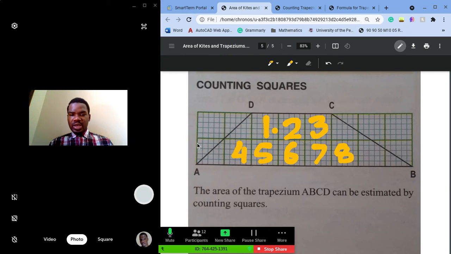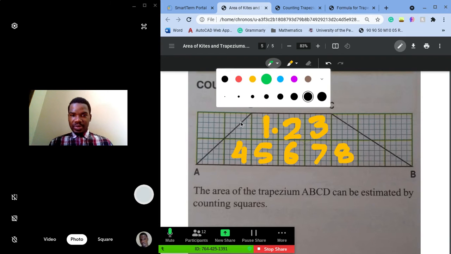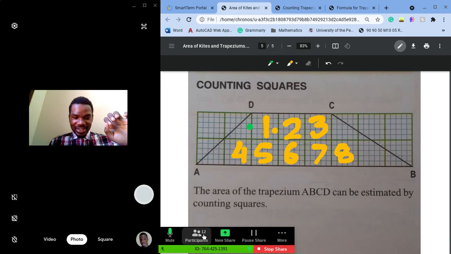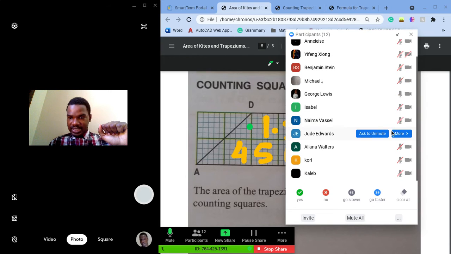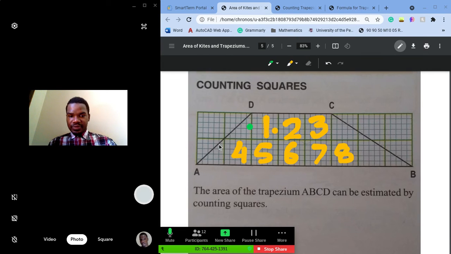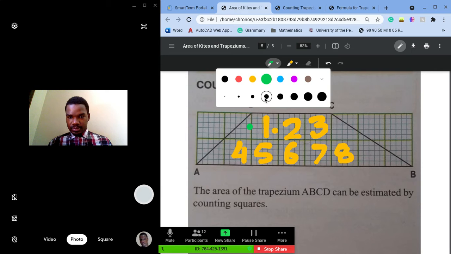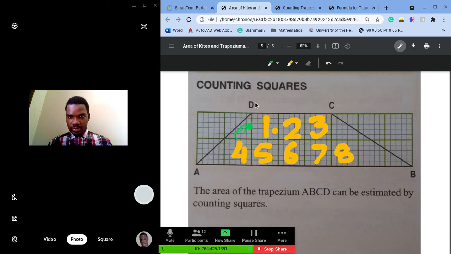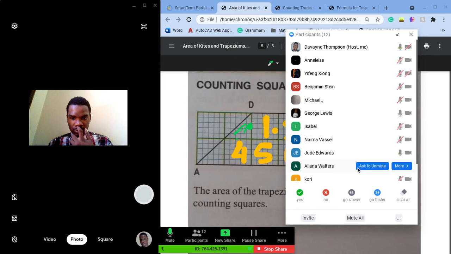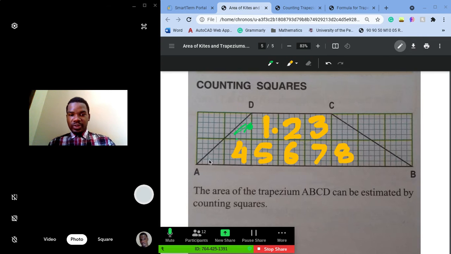But what did we say we do for the parts that are halved? Let's ask, because I want everybody to participate. Let's ask Jude. What should we do for these half squares? Jude, are you there? Alright, I'm going to put it in a waiting room. Okay, good, you're there. What should we do for these half parts of the squares, Jude? If we have 8 full squares, how can we find the area of these half squares?